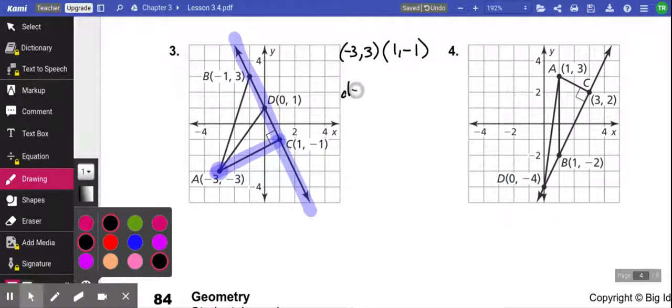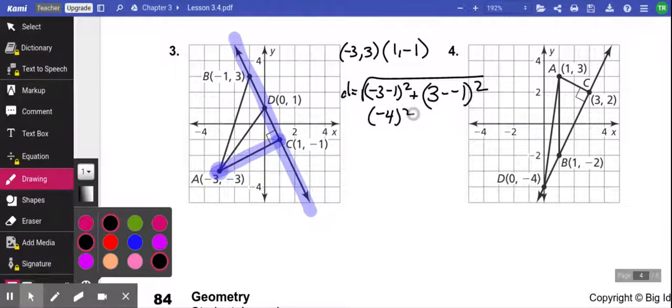So distance equals the square root. I'm going to subtract the x's, -3 minus 1 squared. I'm going to subtract the y's, 3 minus -1 squared. So this is -4 squared. This is going to be 4 squared. So this is the square root of 16 plus 16.